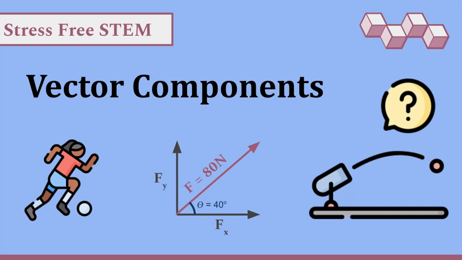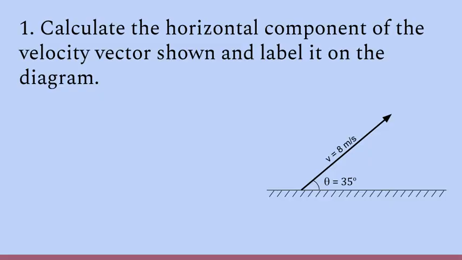Hi everyone. In this video we're going to go over how to calculate vector components, which basically means if you're looking at a diagram like this, how can you find the horizontal and the vertical components that would make up a vector that points in this direction of this length.